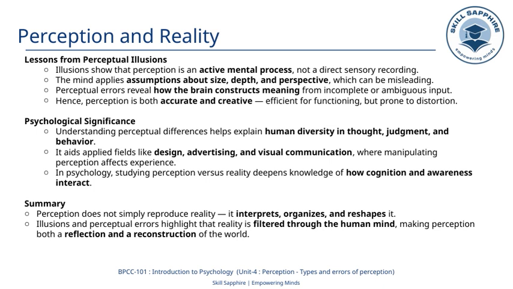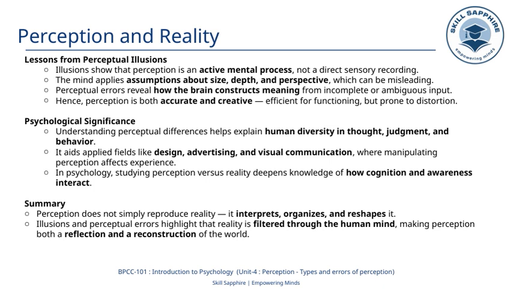Our brain makes assumptions about size, depth, and perspective, which can sometimes lead us astray and create illusions. These perceptual errors reveal how our brain constructs meaning, even when the input is incomplete or ambiguous. This highlights a key point. Perception is both accurate and creative. It's efficient for our daily functioning, yet it's also prone to distortions. Understanding this dual nature helps us see why our perception can sometimes differ from reality.